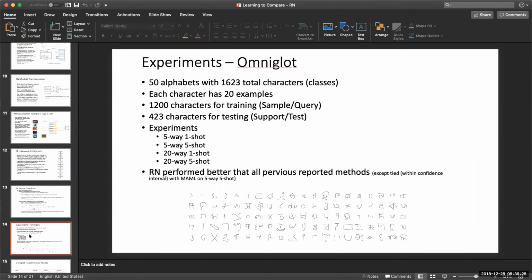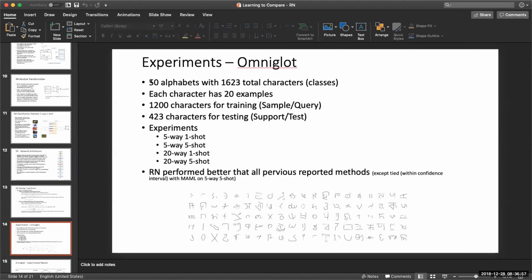There are a couple of data sets that the paper uses in order to prove that it works. And I'll just describe. The first one is called Omniglot. And here's a picture of handwritten characters from an alphabet within Omniglot.